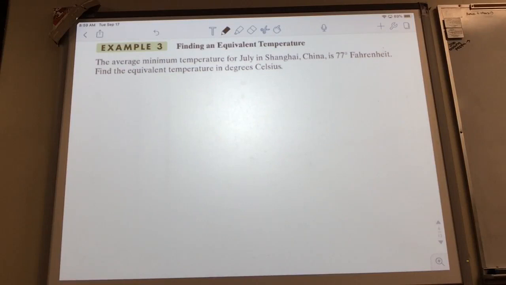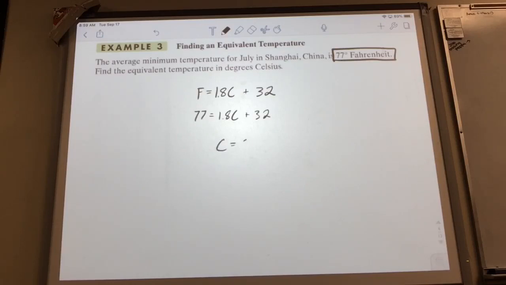Okay, it says the average minimum temperature in Shanghai is 77 Fahrenheit. We want to find the equivalent temperature in degrees Celsius. So we know which formula to use. I'm going to write it down. That is F equals 1.8 C plus 32. This is 77 Fahrenheit, so we're going to plug that in to the F. Okay, it is not negative or next to, so when we plug it in, it does not have to be in parentheses. 77 equals 1.8 C plus 32. Subtract 32 and divide by 1.8.